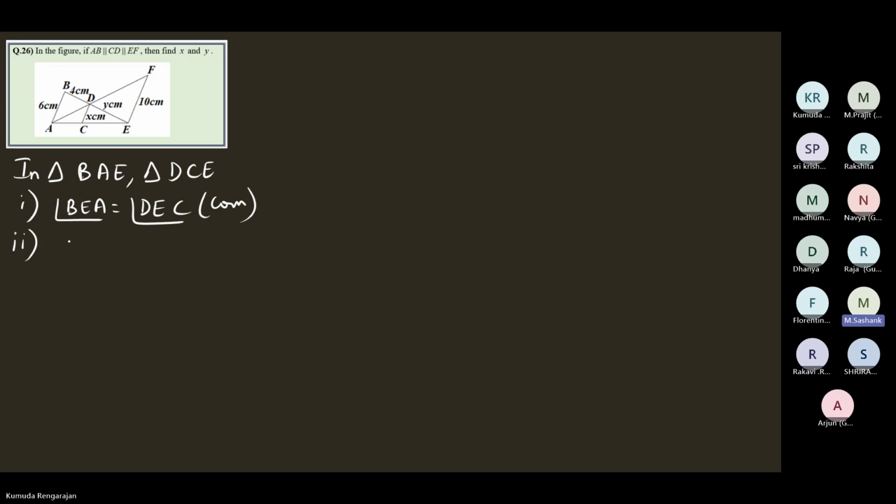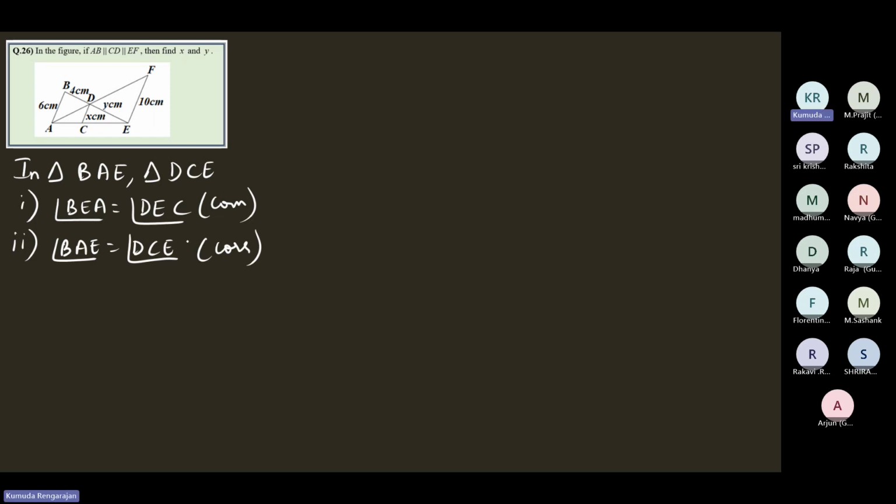Okay, so I think I'll do it. You all know this well. So angle BAE is equal to angle DCE. Corresponding angles are equal.